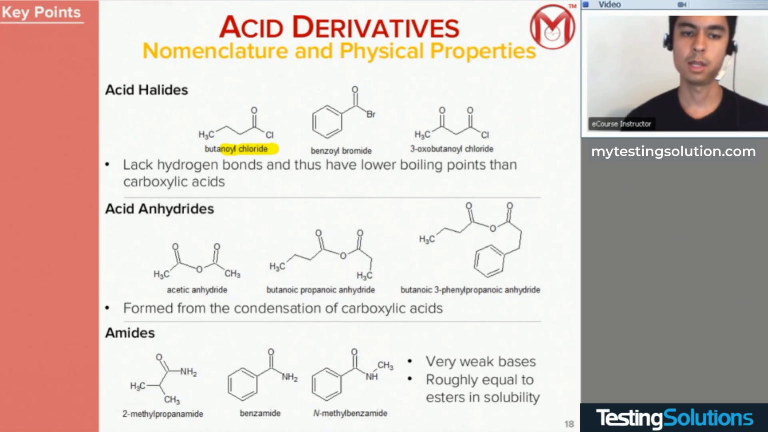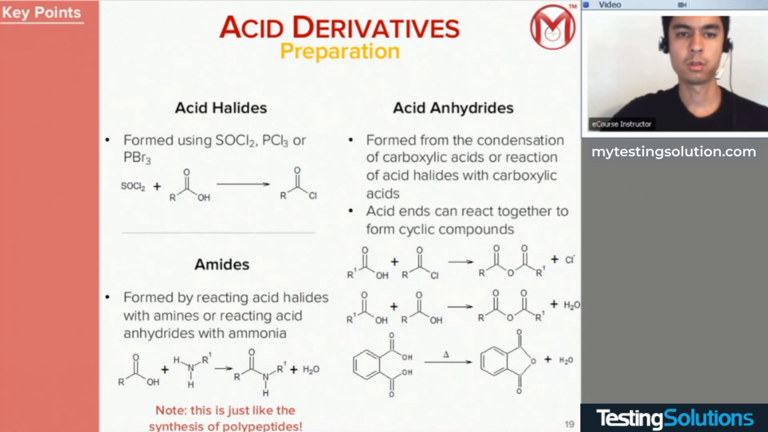These are generally very weak bases. The electronegativity of the carbonyl dramatically decreases the nitrogen's ability to act as a base because it destabilizes it. We saw that in the demonstration a little bit earlier in the animation that I showed you. And they're roughly equal to esters in solubility. We'll describe esters in a moment.